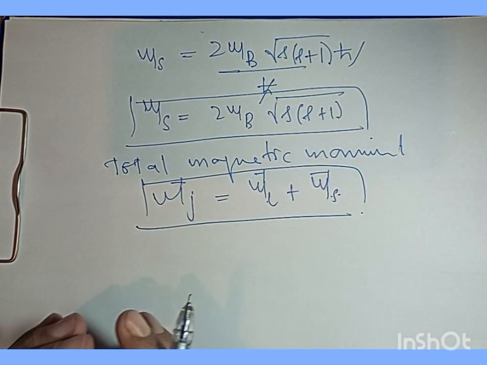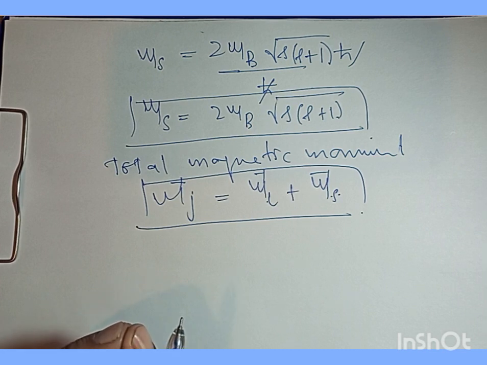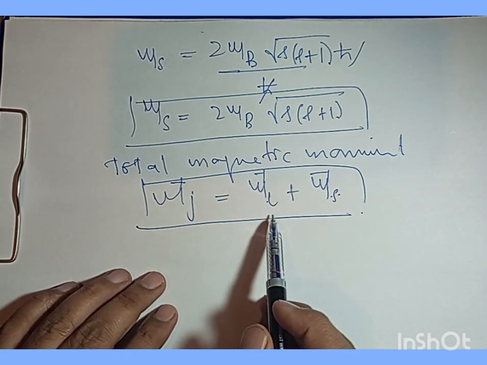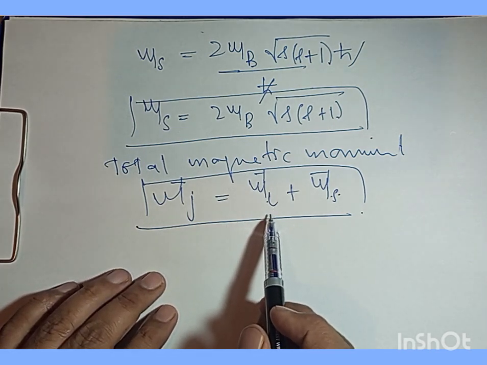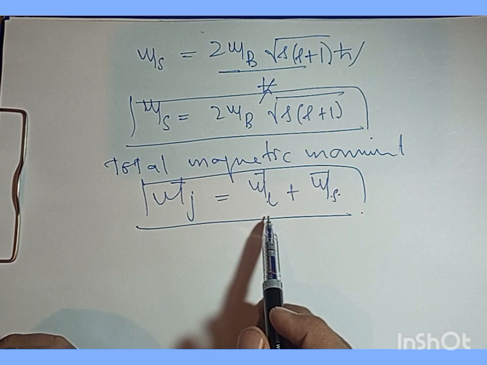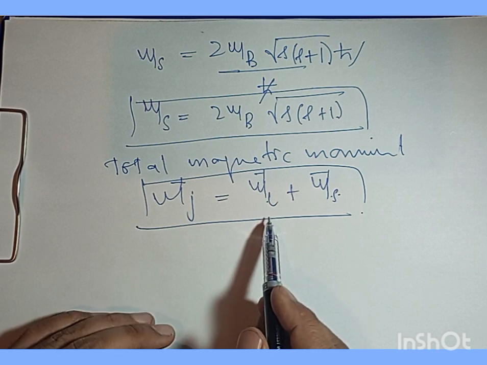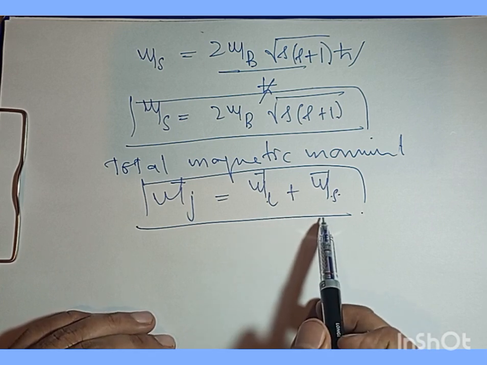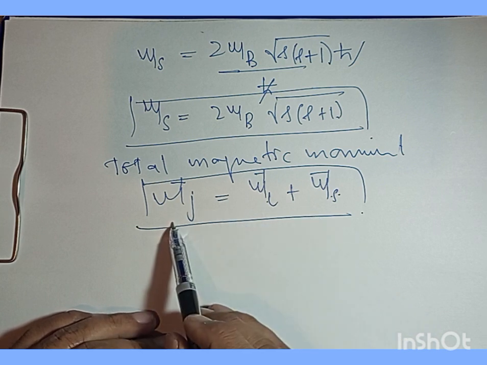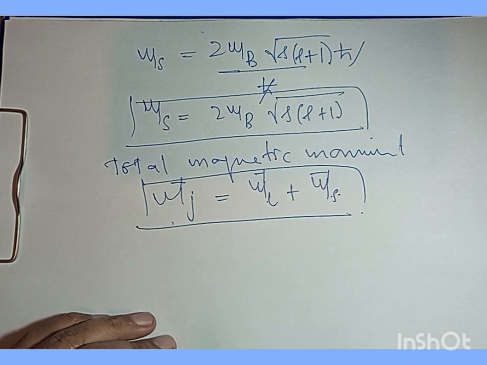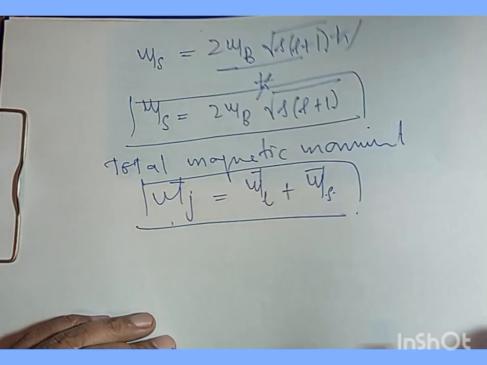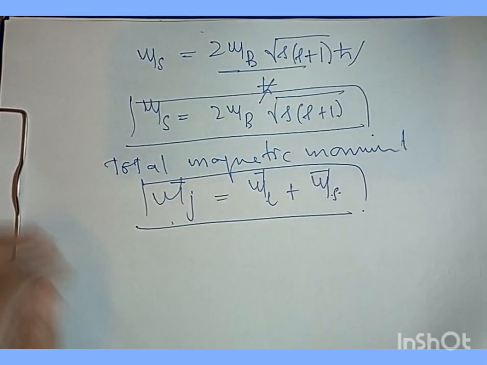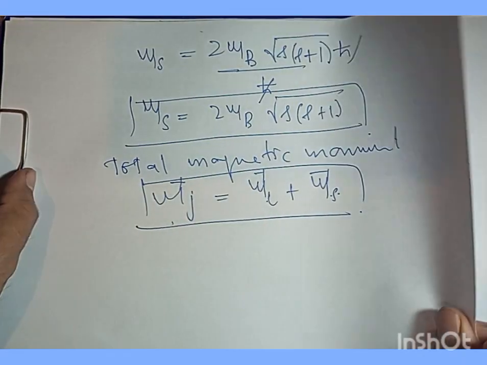And now, what we should do is try to take the components of mu L and add its component with the component of mu S along mu J. That would certainly require a piece of geometrical work. So let's go with that geometry. I think I need a new page for that.